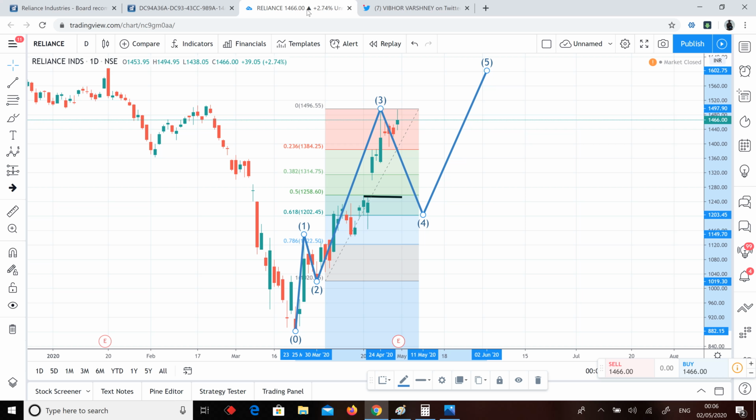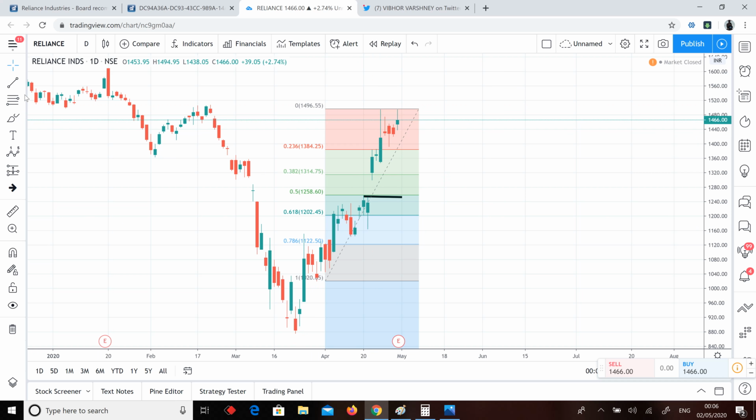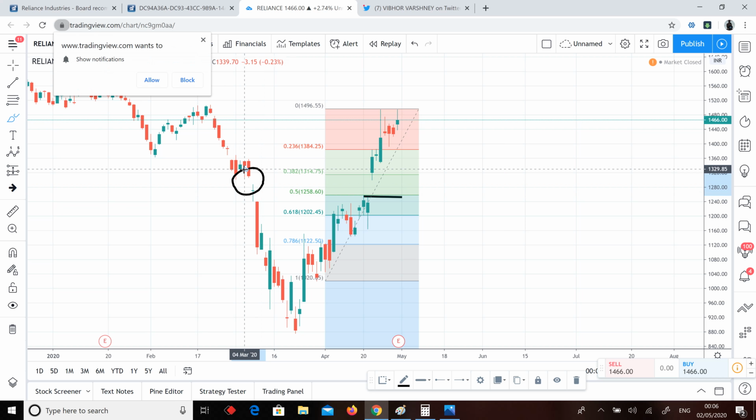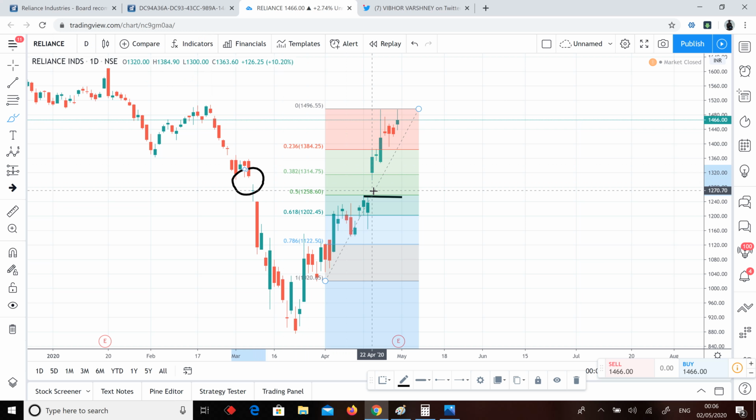But first, my call on Reliance is that I am expecting a little bit of profit booking. My first target would be 38%, that is 1312. The stock is trading at 1466. There is not only one gap, there are ultimately two gaps. If you look up, you will find a gap here that is not filled. These two gaps can be filled prominently.